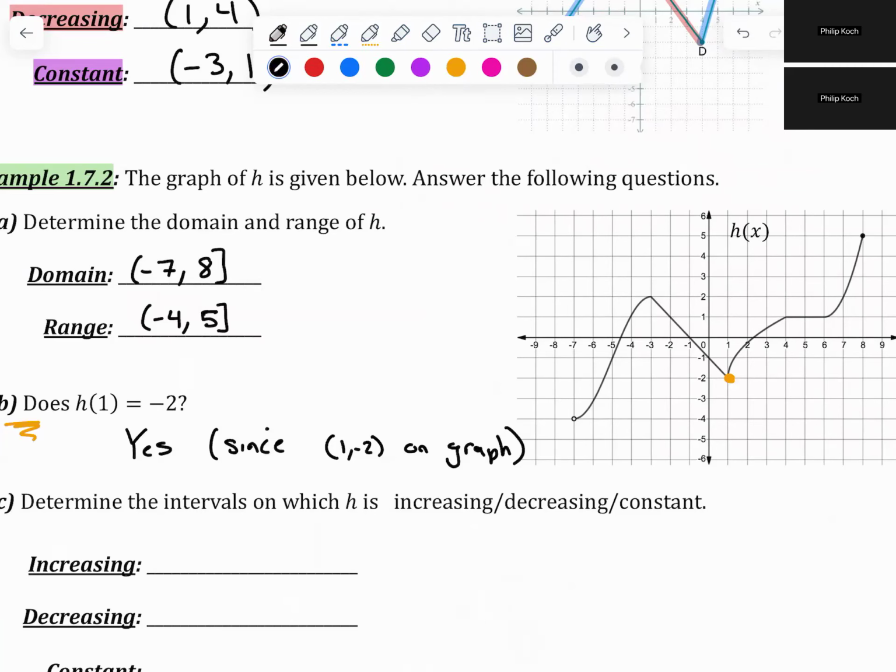You feel comfortable not color coding your increasing, decreasing, constant? Be my guest. But it's just as you're starting out.